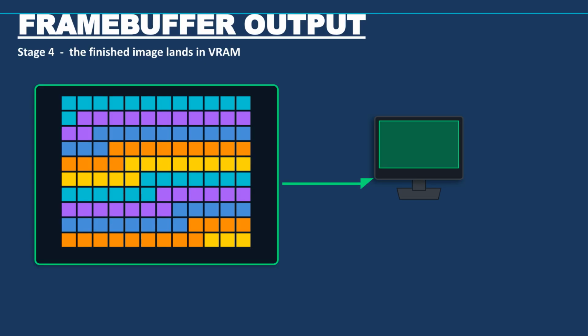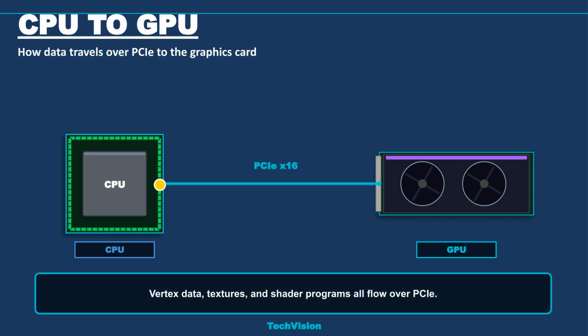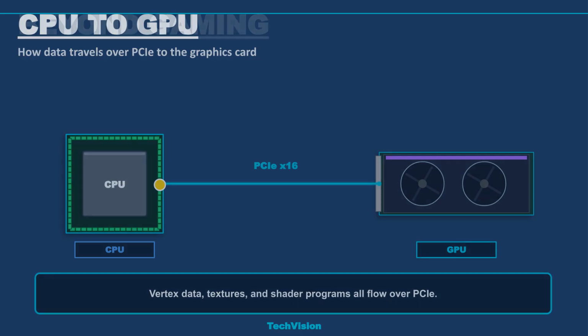The finished image, called the final frame, lands in VRAM and is then sent to the display 60 to 240 times per second, depending on the monitor's refresh rate. Data transfers from the CPU to the GPU primarily over the PCIe bus, a high-speed interface, typically PCIe x16. Vertex data, textures, and shader programs all flow across this interface to the graphics card.